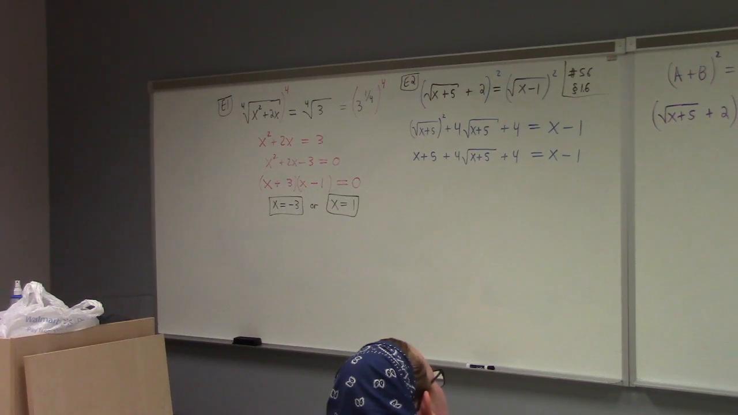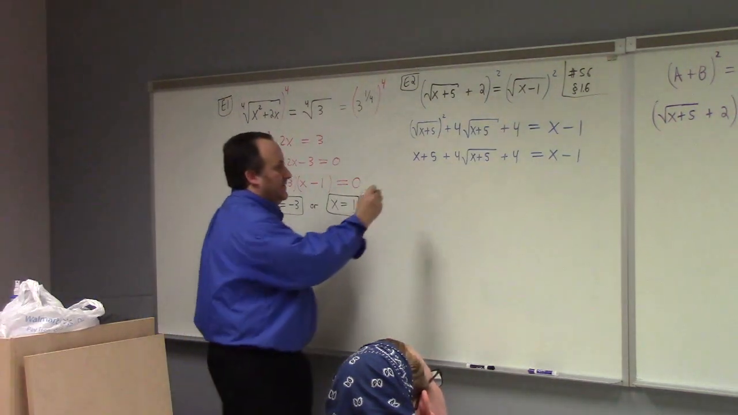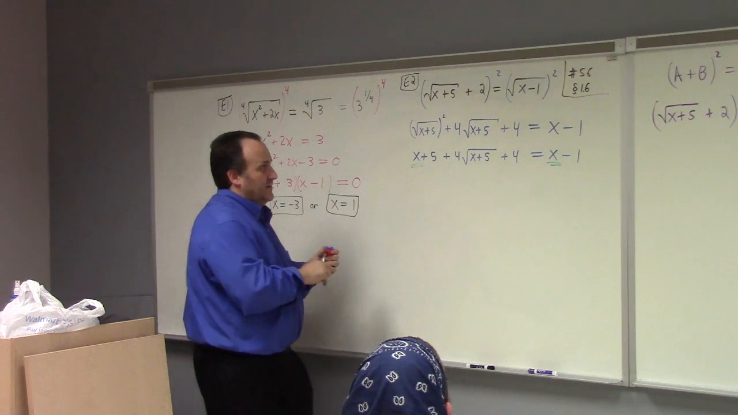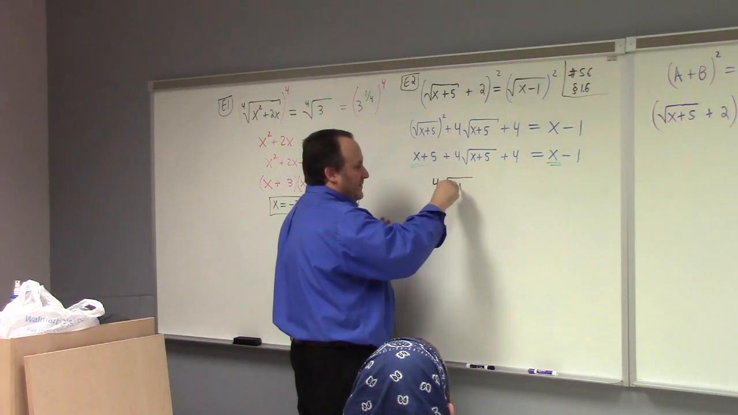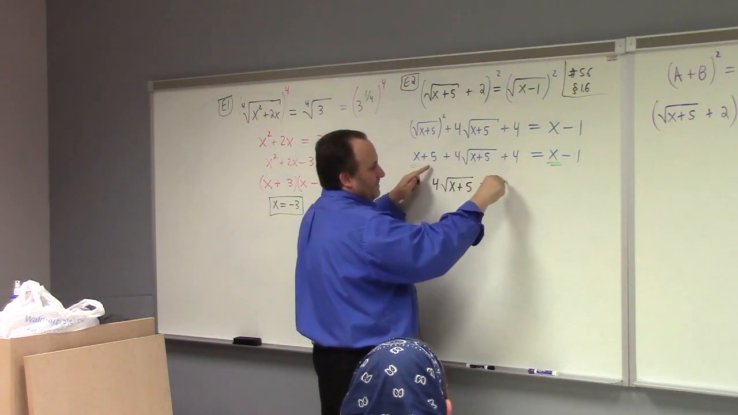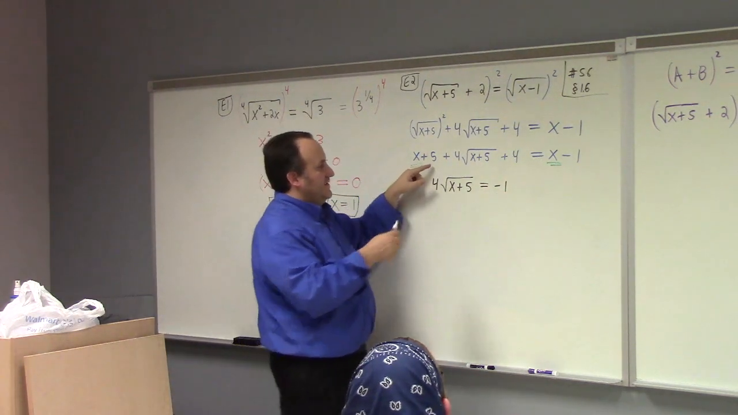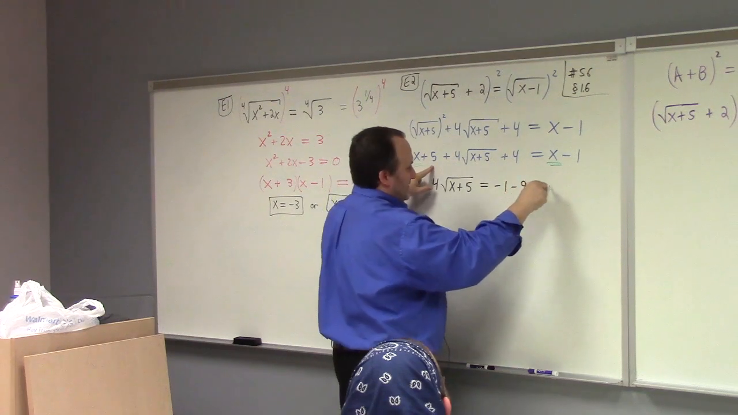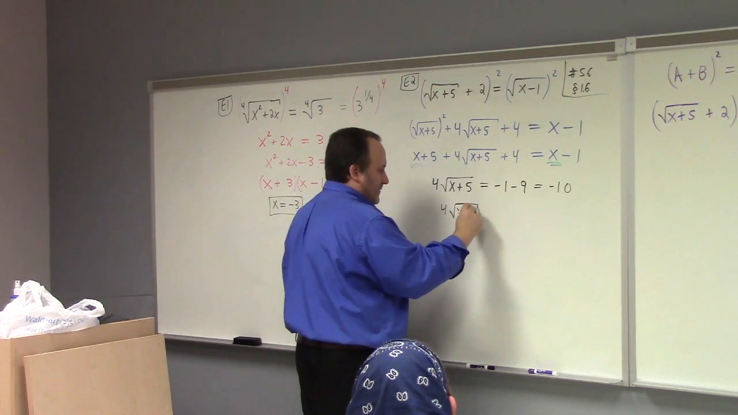That's why I wrote down what I did. Now, of course, notice that we can cancel some things, right? Like this here and that there, those are the same thing. So isolate the radical again. What do we got? We have a 4 square root of x plus 5 equals what? Minus 1. Well, I'm going to put all of them over on the other side. So these guys cancel. This is 5 plus 4, which is 9. So minus 1 minus 9 is minus 10, right? So apparently, 4 times the square root of x plus 5 is equal to minus 10.